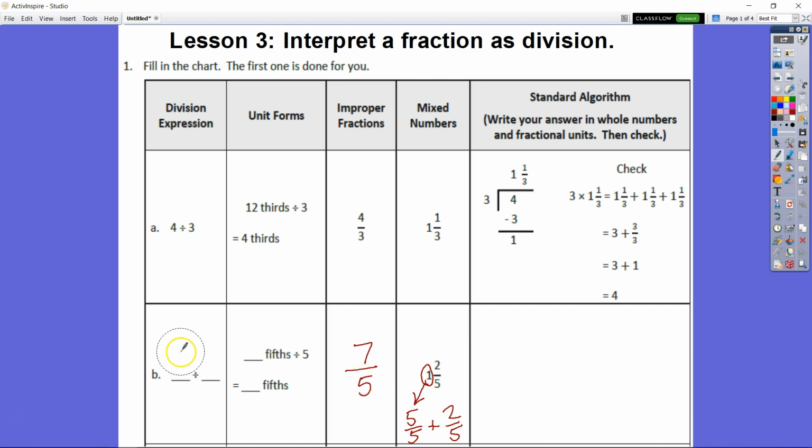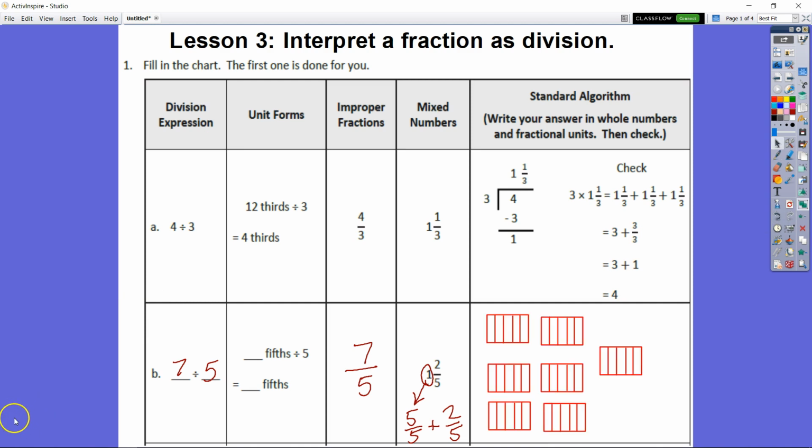7 fifths is the same thing as 7 divided by 5. So if we have 7 divided by 5, we know that we're going to have 7 items. I'm going to push pause and draw my 7 boxes. So here I have my 7 boxes. We have 1, 2, 3, 4, 5, 6, 7 boxes, or 7 rectangles in this case, and each rectangle is split into 1, 2, 3, 4, 5 pieces. So 7 times 5 is 35.